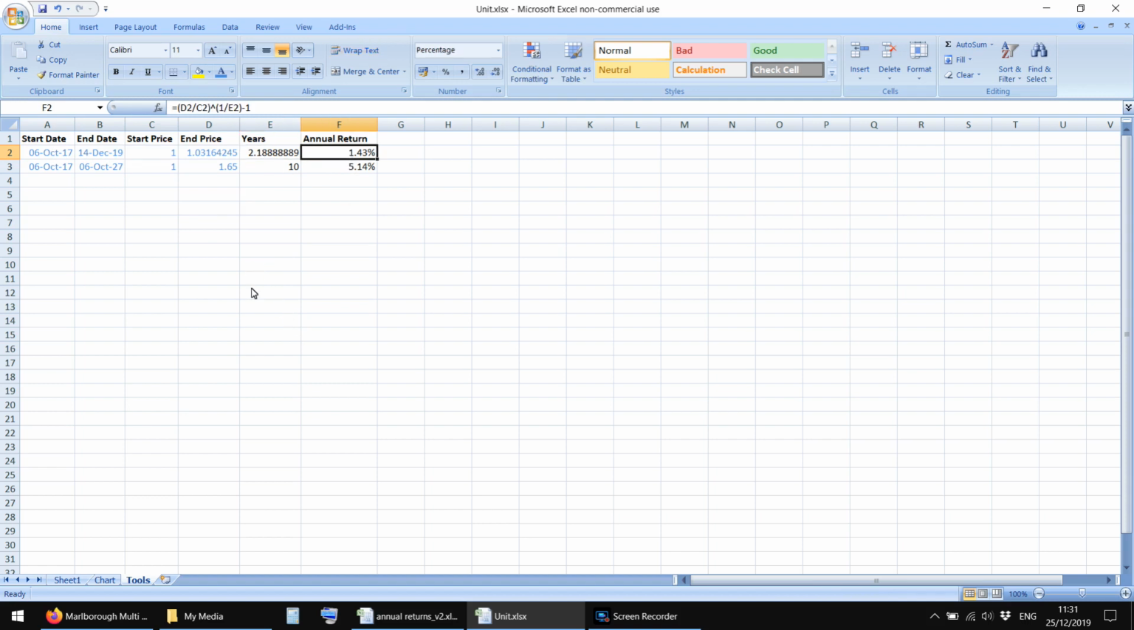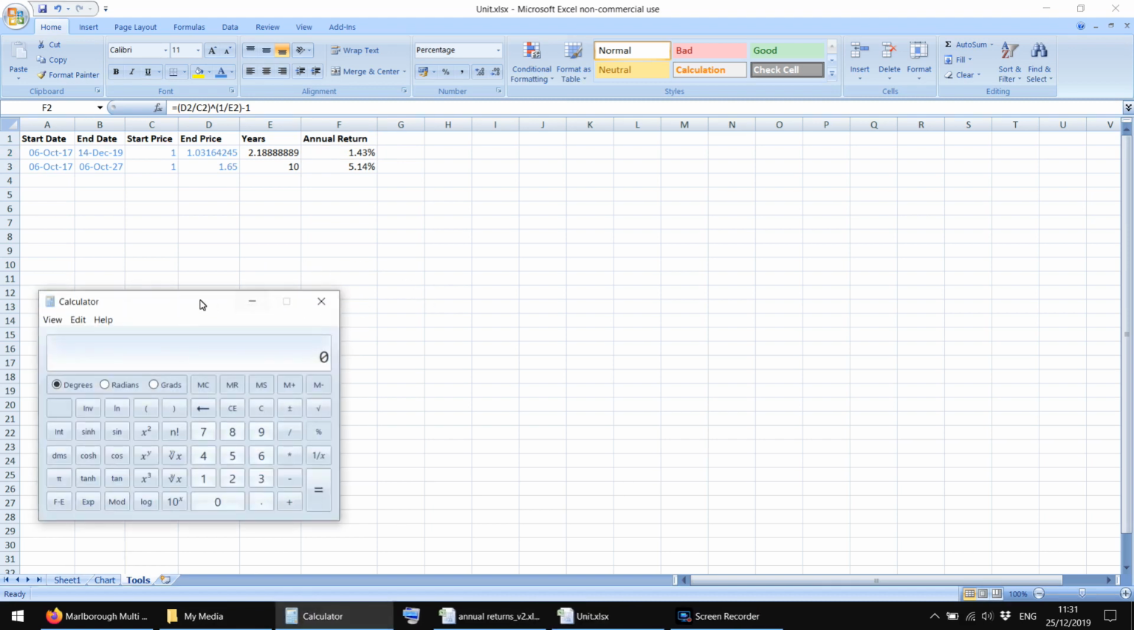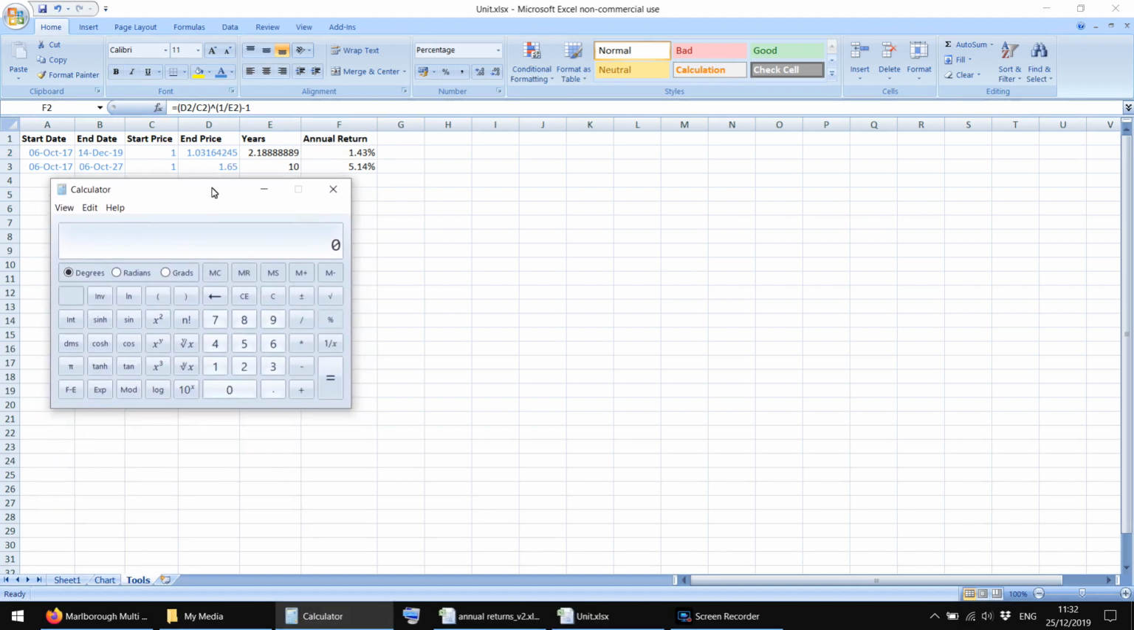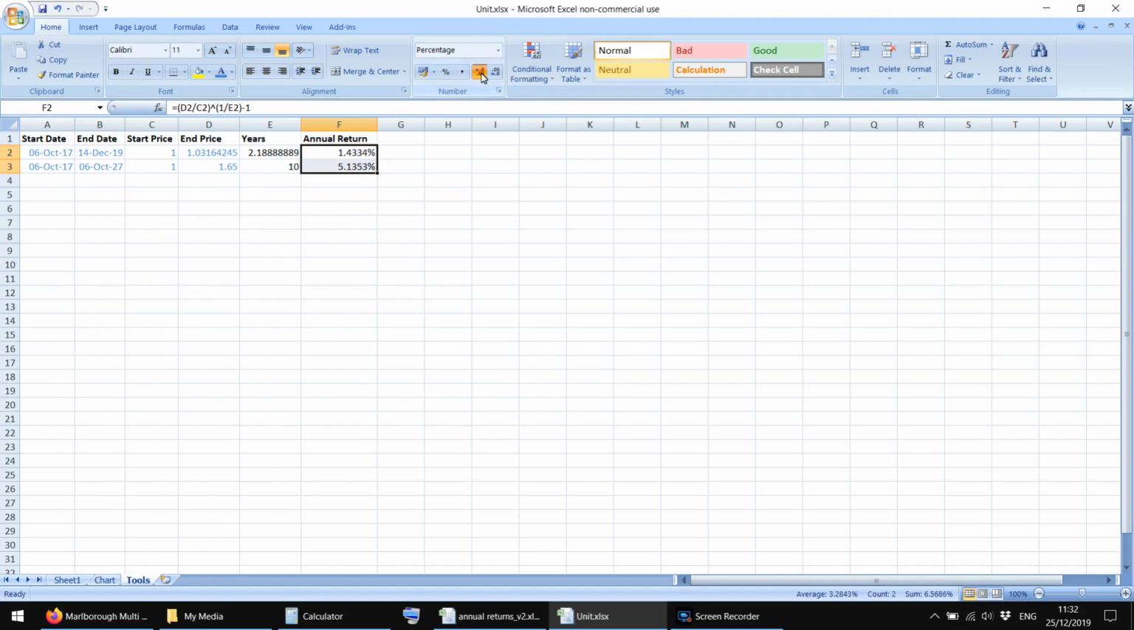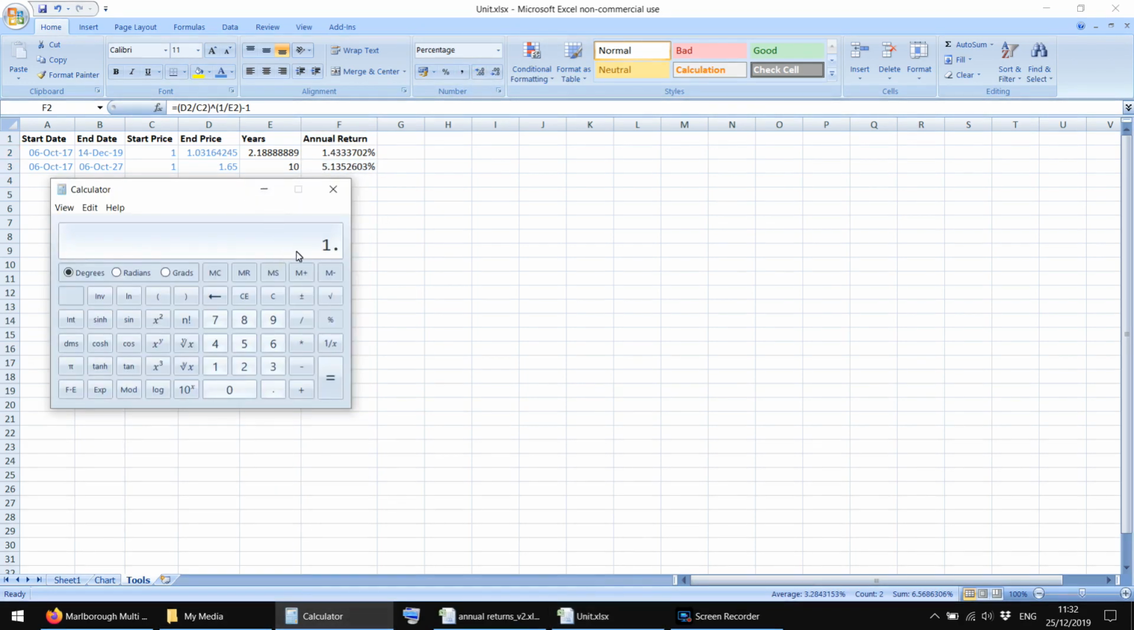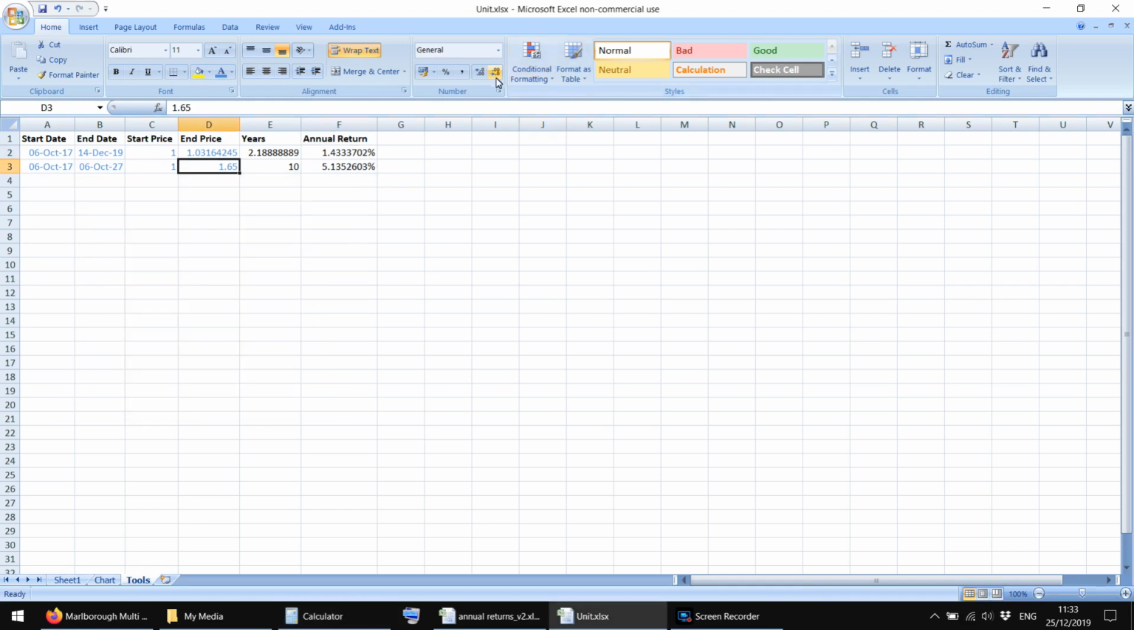So if we do the sum here just to show that it's working correctly, let's increase the number of decimals, see if we can get it better. So if something increased by 5.13%, it's like doing 1.051352603 to the power of 10 years. So we're compounding that return for 10 years. We get 1.649, which is the end price that I randomly typed in here. So there we go. That's one thing you can do.